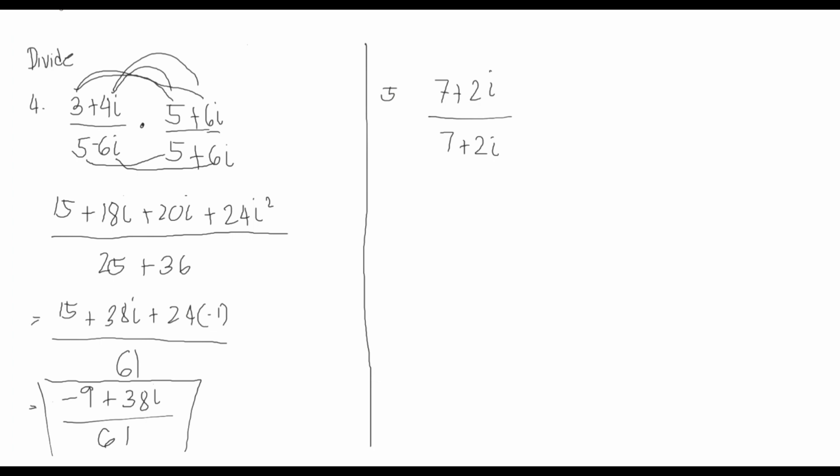Next, find the quotient of 7 plus 2i over 7 plus 2i. For this one, you have to divide. But in this case, the numerator is also the same as the denominator. So, do we really need a solution when the numerator and denominator are the same? The answer is no. We don't need to write a solution. But if possible, if you're diligent, go ahead. But in this case, just cancel all of that. This is equal to 1.